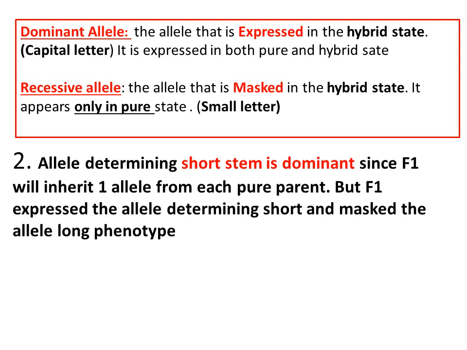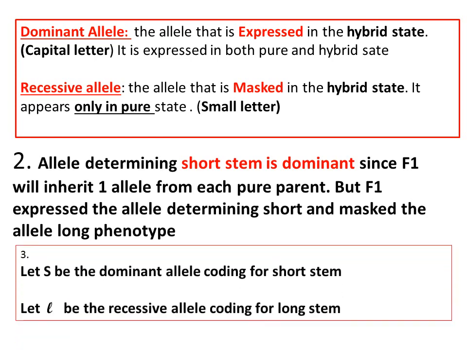Question number 3 was to designate symbols. You can choose any symbol you want. Make sure that the dominant is written uppercase while the recessive is written lowercase. I'm going to use capital S for short and small l for long. So I'm going to say, let capital S be the dominant allele coding for the short stem, and let small l be the recessive allele coding for long stem.